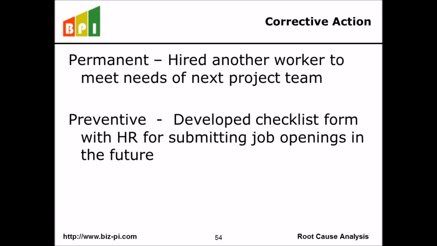During the corrective action phase, the permanent action involves adding an additional full-time support person to the project. The preventive action addresses the process issue so that the problem does not happen again, which is to develop a checklist form with HR for submitting job openings in the future.